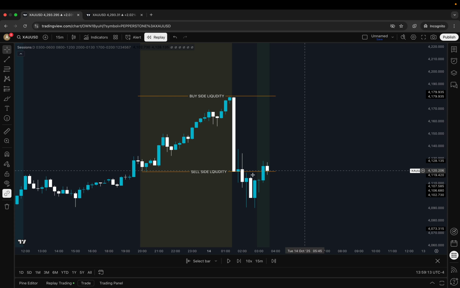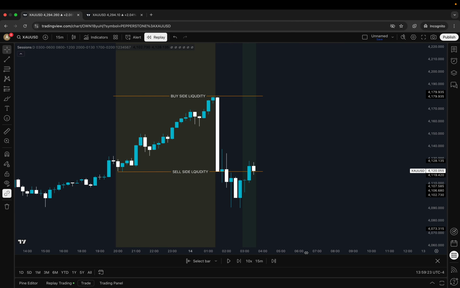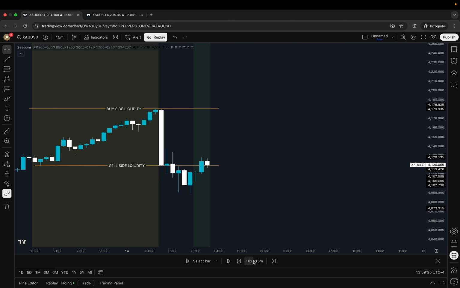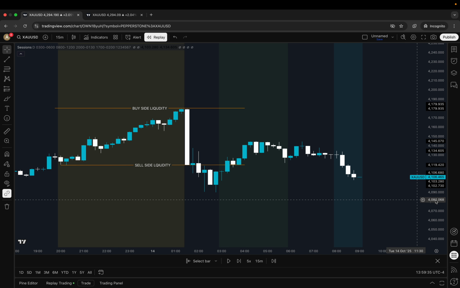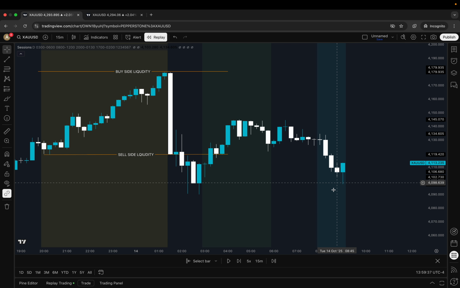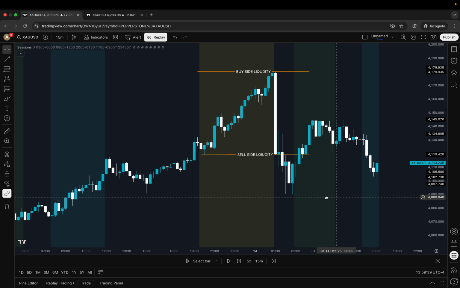So as you guys can see, sell side liquidity has been taken out, but we are not in the New York session, and there's no indications for us to take buy positions as of yet. So we're going to wait and see what happens, and if there's an opportunity, we will enter during the New York session. Okay, we've just entered New York session right now.